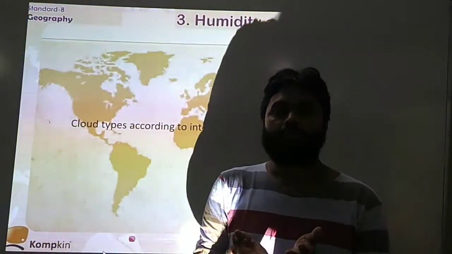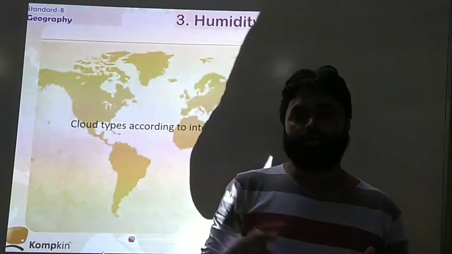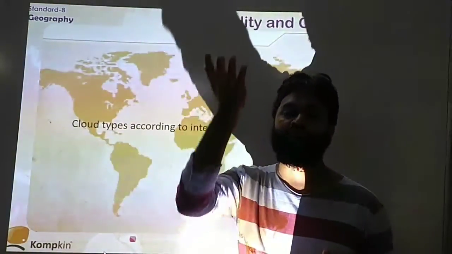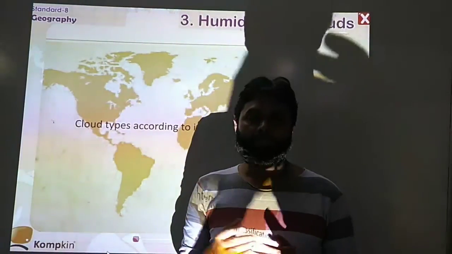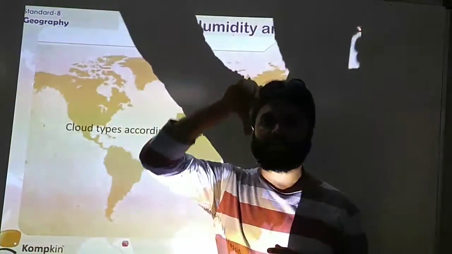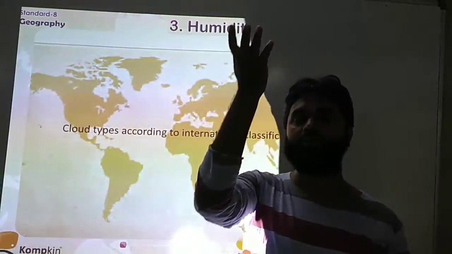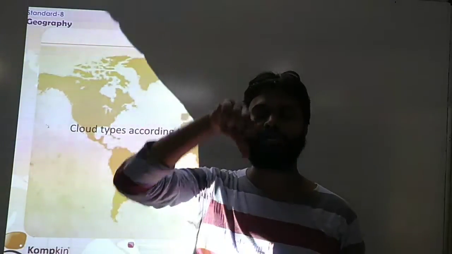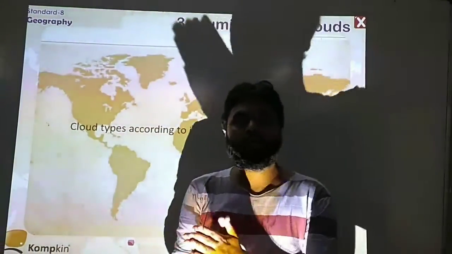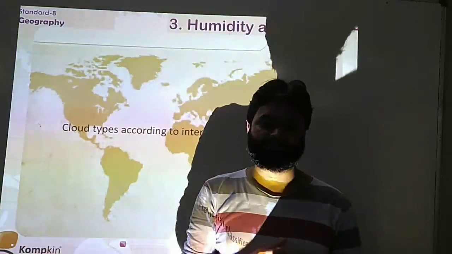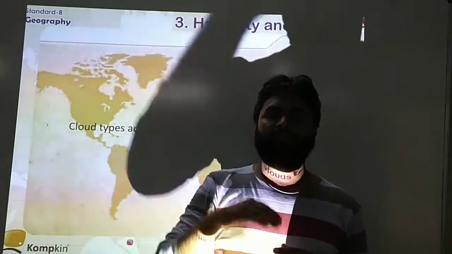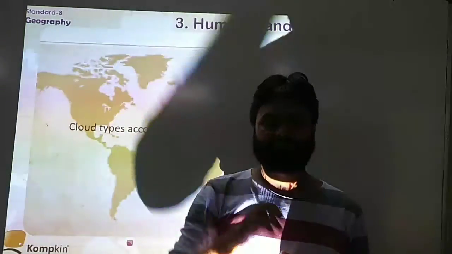Water vapor, when it converts from water to vapor, the gaseous state, becomes light and moves upwards. As it moves higher in altitude, the temperature decreases. When the temperature decreases, the water vapor condenses into water again or ice. The more altitude it covers, the lower the temperature. When it reaches a very high altitude, it converts into ice.